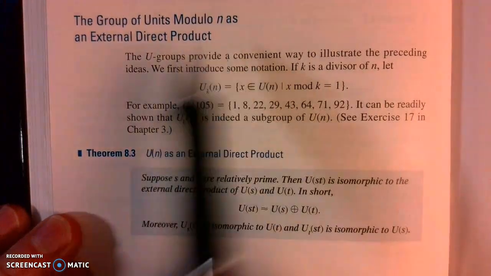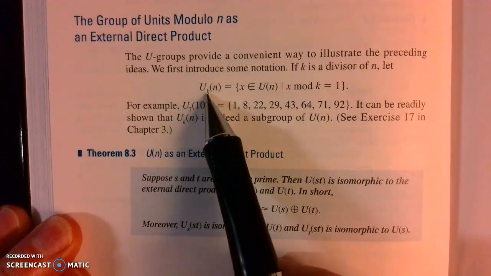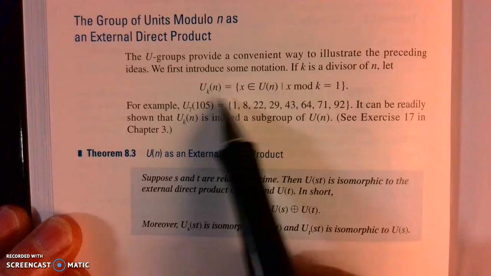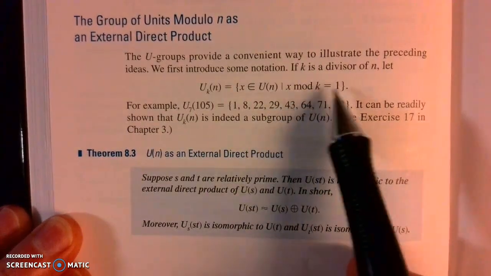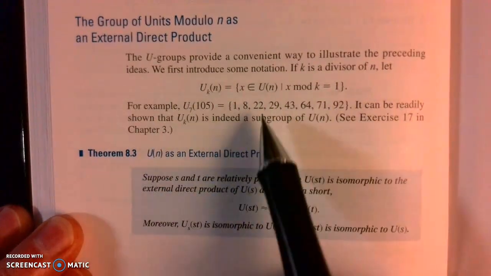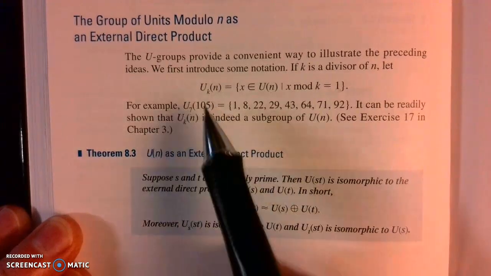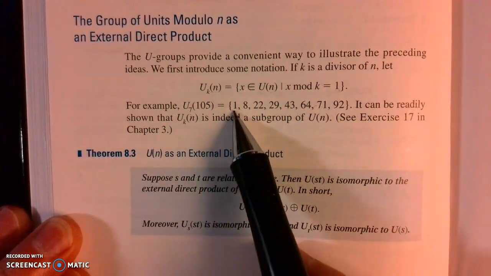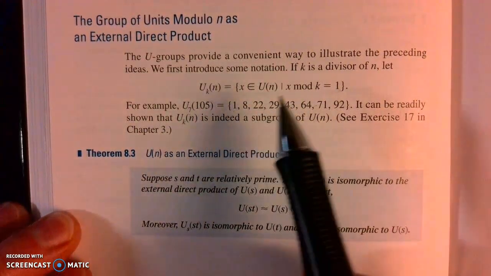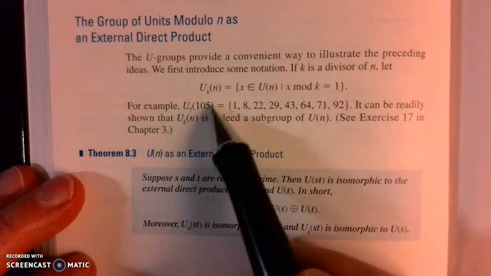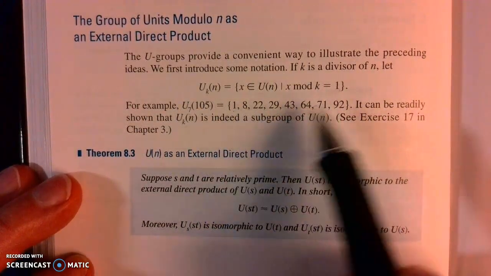Group of units modulo n. Consider Uk of n to be the set of x in Un such that x times k is equal to 1. For example, U7 of 105 is this: start with 1, add 7, add 7. If the result is relatively prime to 105, it stays. If not, you drop it. So you continue adding 7.